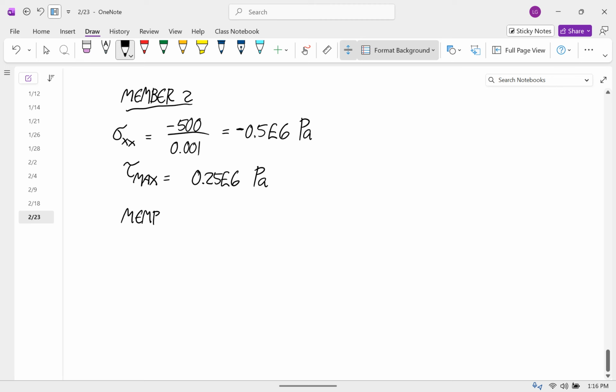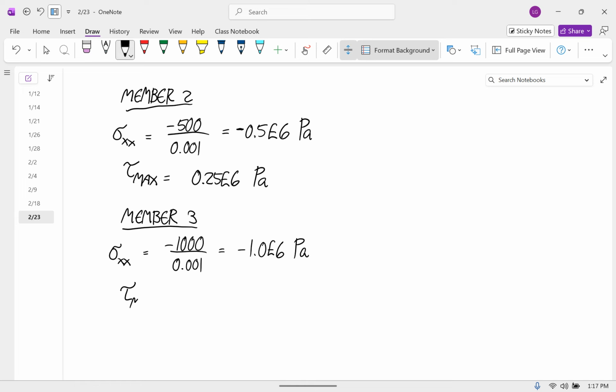And then for member 3, sigma xx is negative 1,000 divided by 0.001. So that's negative 1.0 times 10 to the 6. So tau max is 0.5 times 10 to the 6.